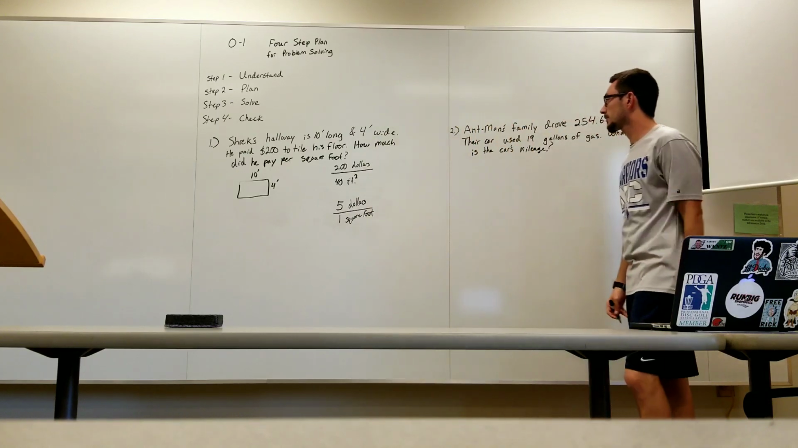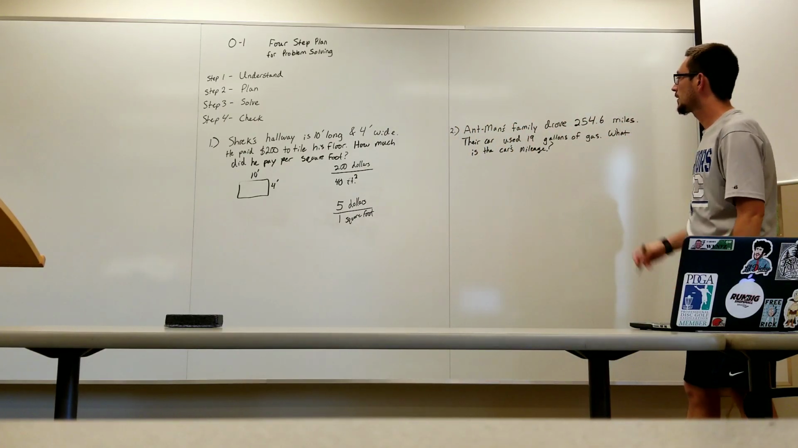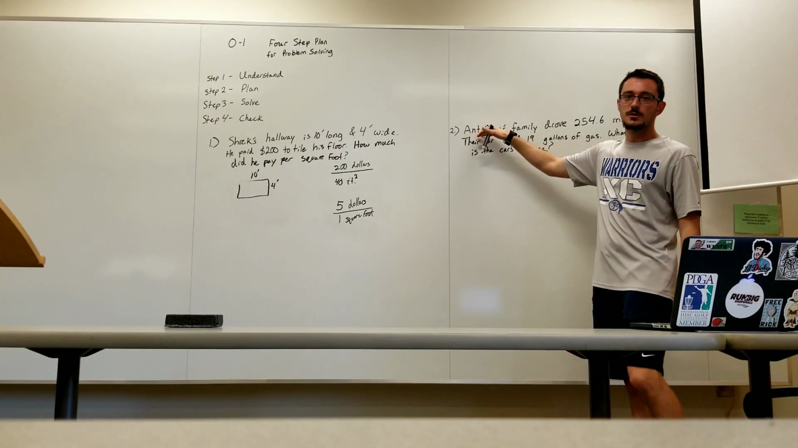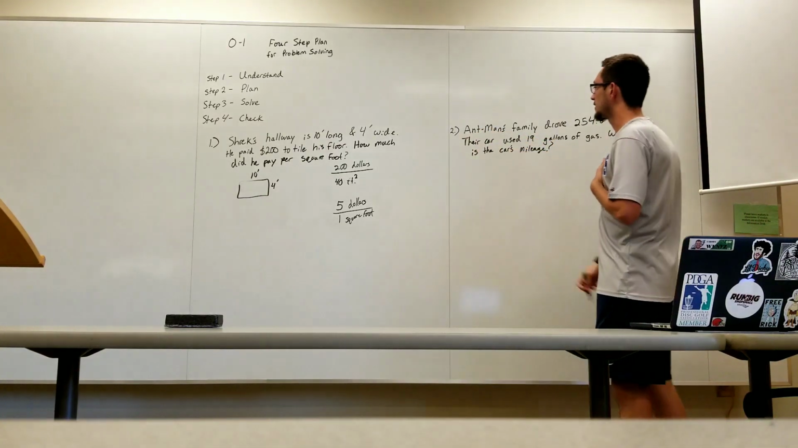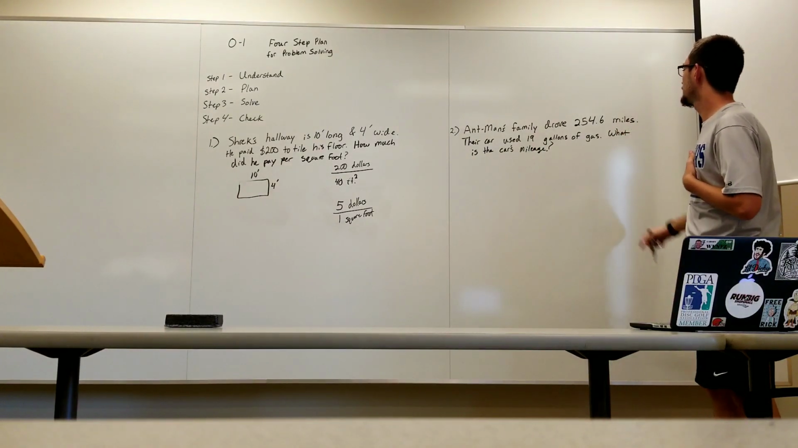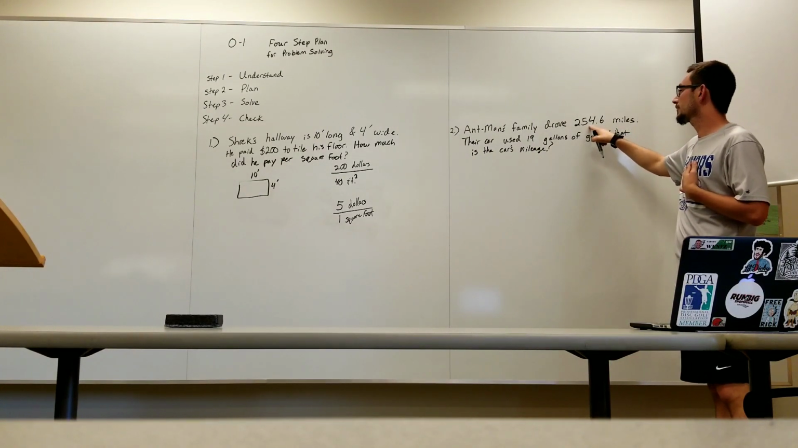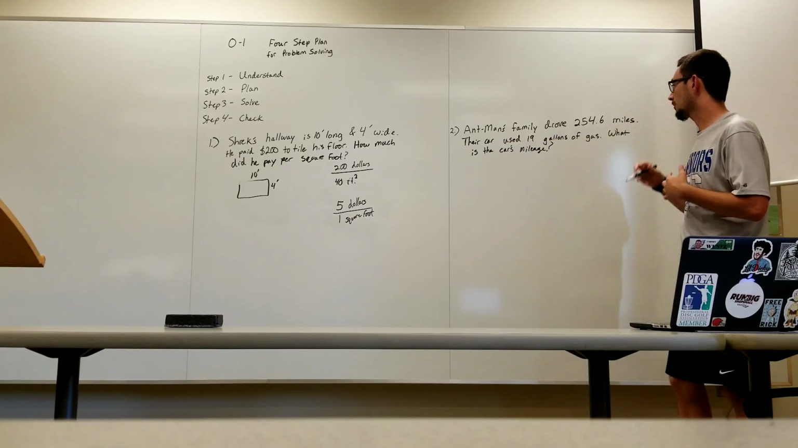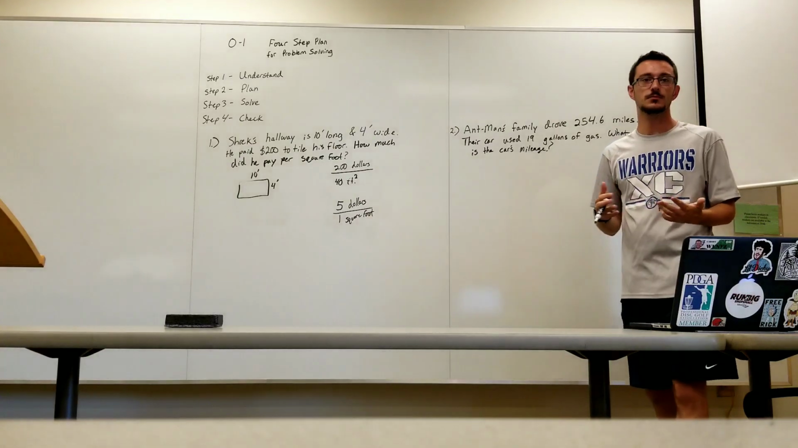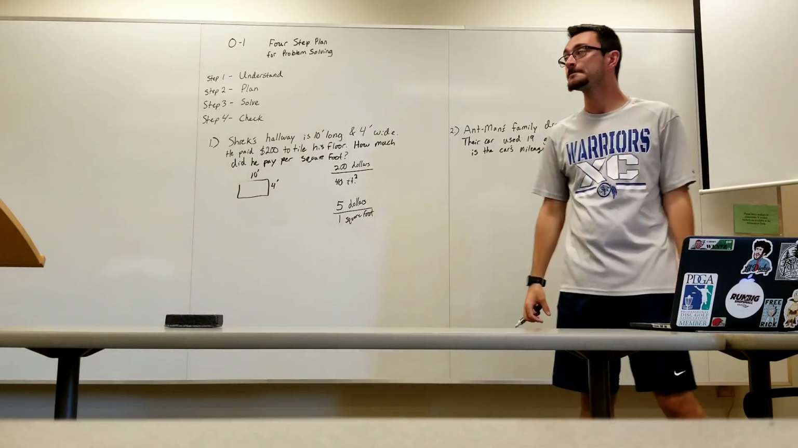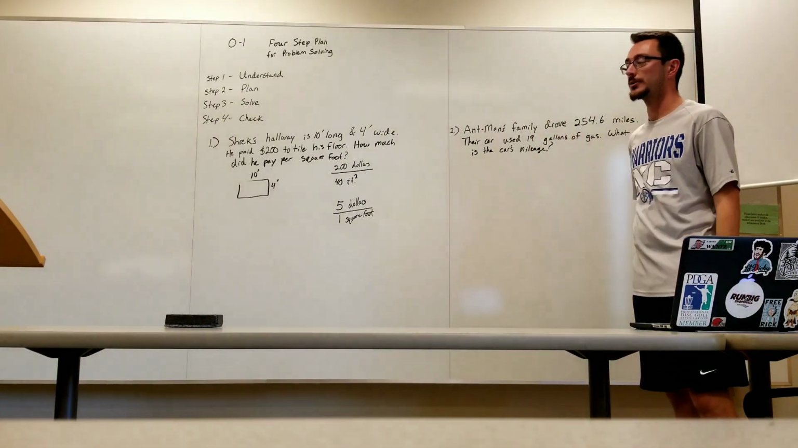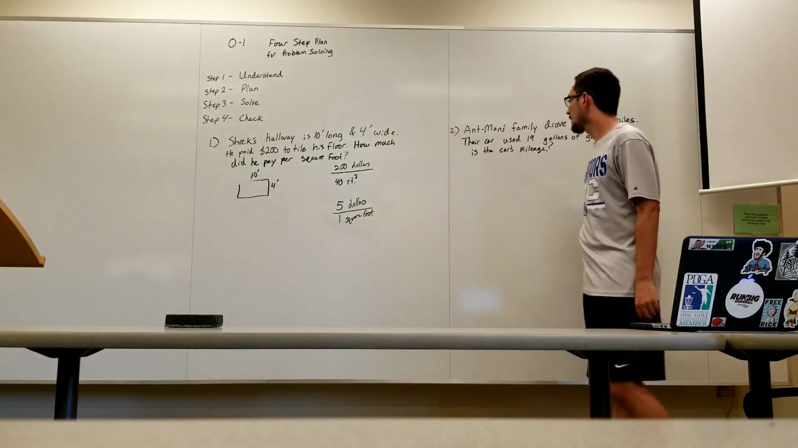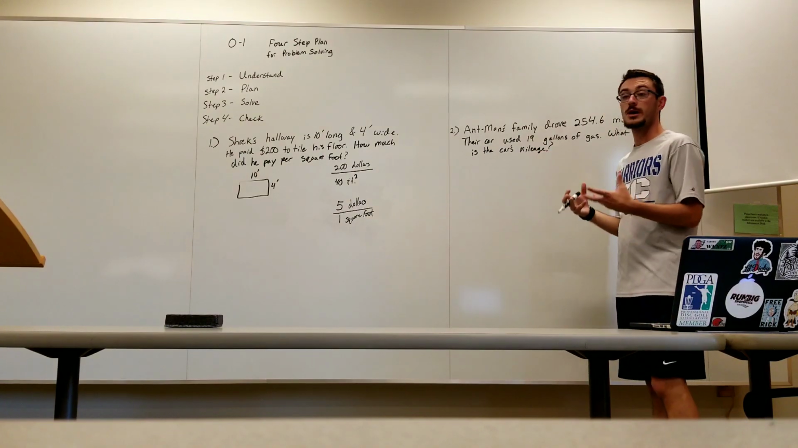And then we have a second one as well that we're going to fit into this video. Looks like we're at about 7 something. Number 2, oh, we have another character that I love personally, Ant-Man. His family drove 254.6 miles. Their car used 19 gallons of gas. What is the car's mileage? Okay, not too much crammed into this one. We're going to follow that same process as before. So understand, what are we being asked? What's given?